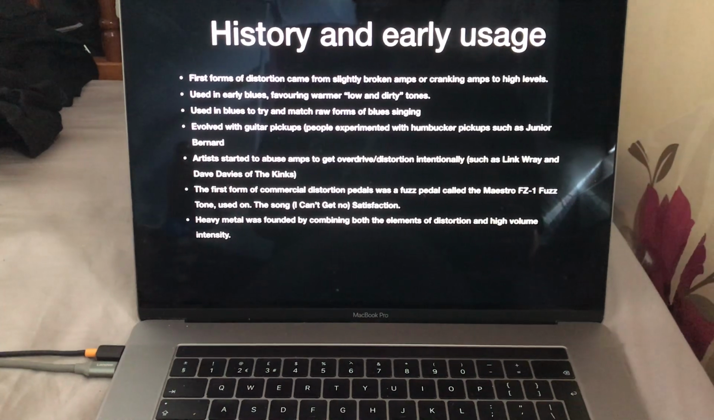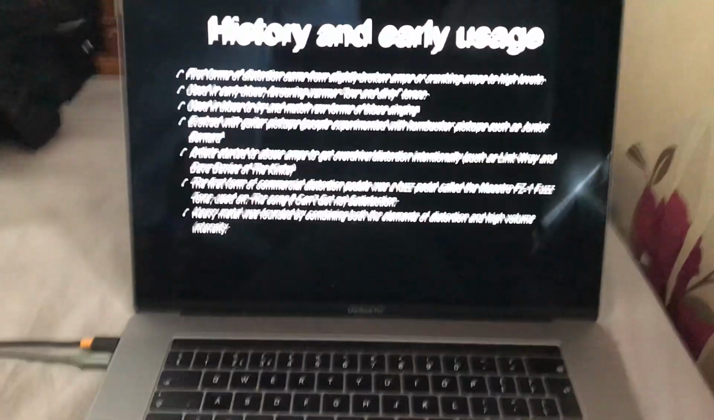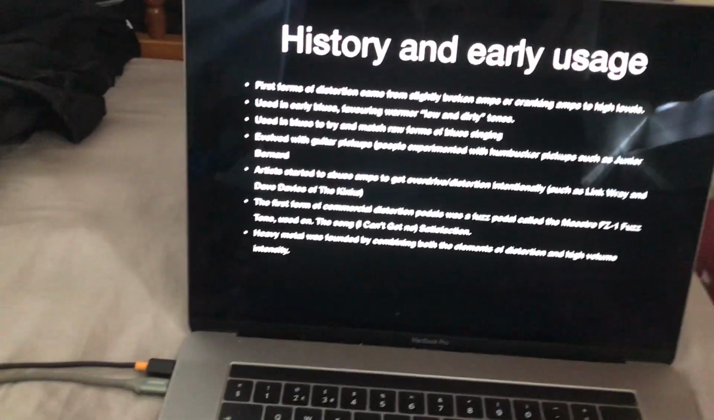Heavy metal was founded by combining the uses of distortion, high volume, and dissonance, as well as other more harmonic features.